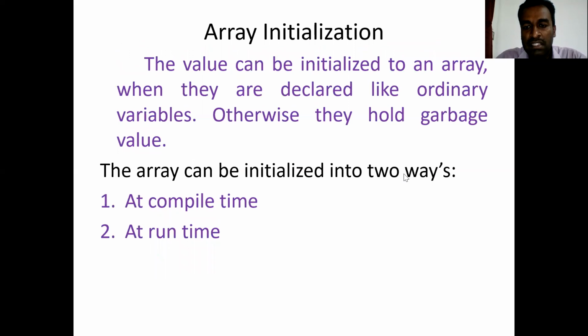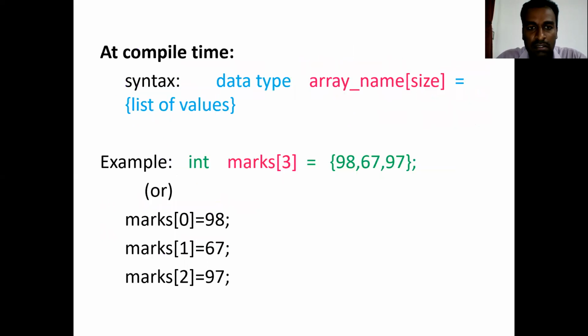The array can be initialized in two ways: first at compile time, and second at runtime. So what is compile time and runtime? Compile time initialization means the value is given before the compilation. That means the values are given directly in the array. The second one is runtime. What is runtime initialization? After compilation, we give the value with the help of the scanf statement. That is called runtime initialization.